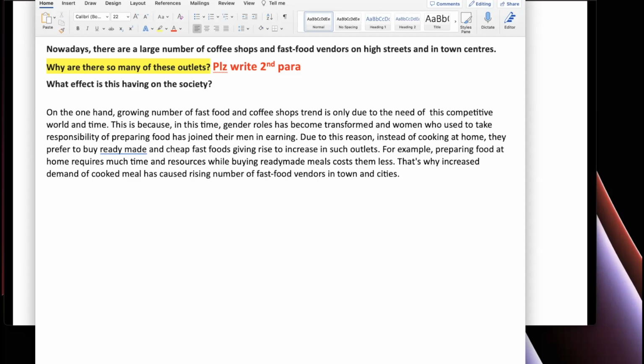Rest all perfect. This probably could have been expanded further. For example, preparing food at home. You told they don't prepare food at all, no? Not required. So, for example, many people, again in the IT field, many would be earning. As a result, they don't find time.